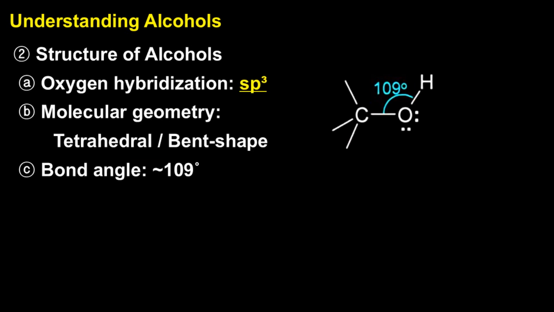Now let's take a closer look at the structure of alcohols. The oxygen in the OH group is also sp3 hybridized, just like the carbon it's bonded to. That means it forms 2 sigma bonds and holds on to 2 lone pairs of electrons. Because of that, the shape around the oxygen isn't linear. It's bent, kind of like the shape of a water molecule. So overall, the bond angle is around 109 degrees, which fits with the typical tetrahedral geometry. And this geometry has a big impact on both the physical and chemical properties of alcohols.